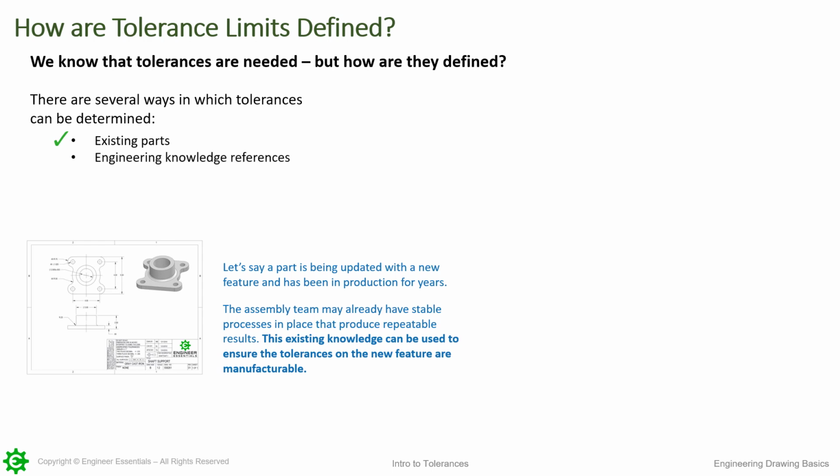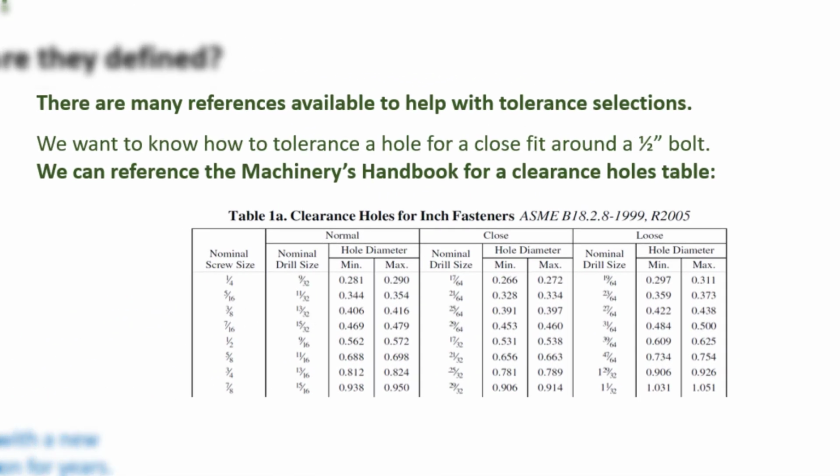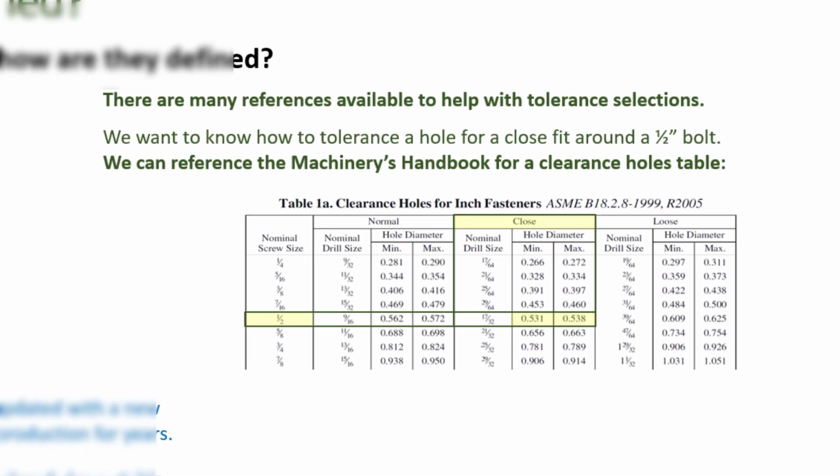Engineering knowledge references can also be used to determine tolerances. There are many references available to help with tolerance selections. One of the most important and most common is the Machinist's Handbook. Let's say we want to know how to tolerance a hole for a close fit around a 1/2-inch bolt. Well, we can look up in our Machinist's Handbook and see that here on this page, we have the recommended tolerance limits for this hole. In this case, there's a reference that dictates what a standard tolerance should be for these types of holes, and they're very useful references to have.